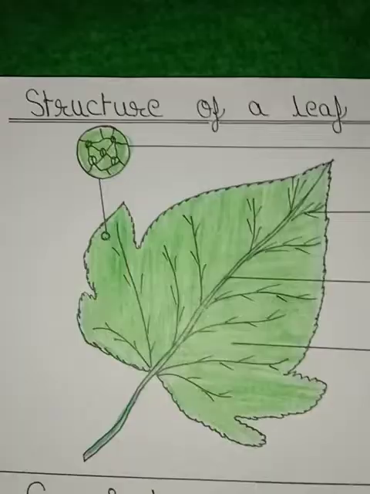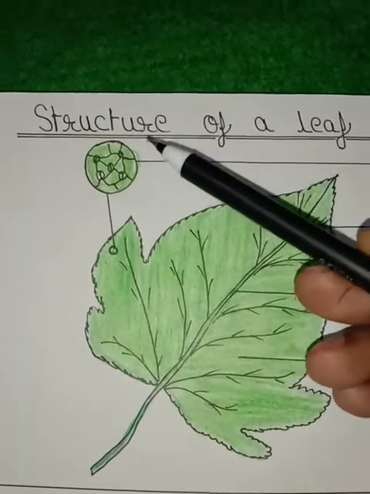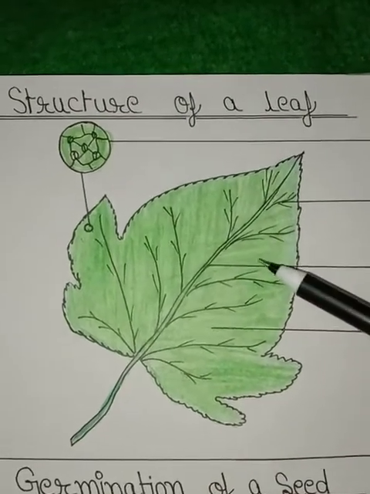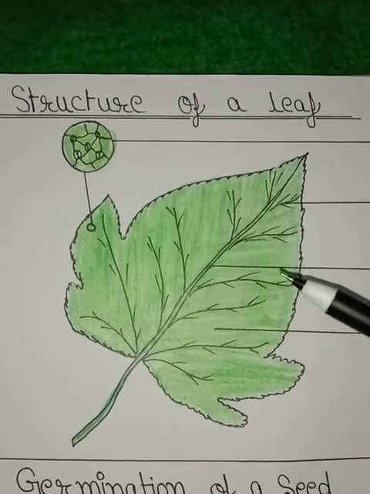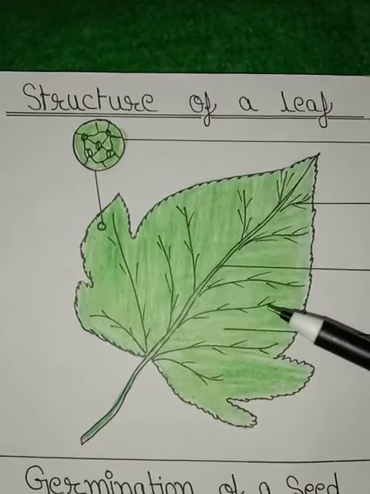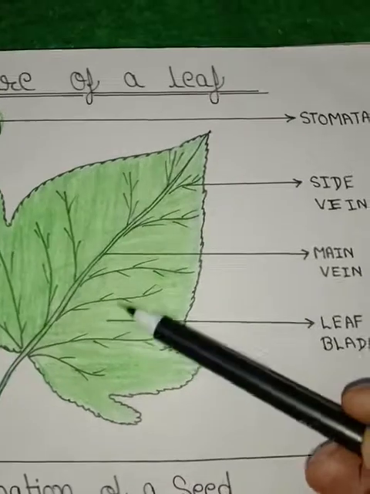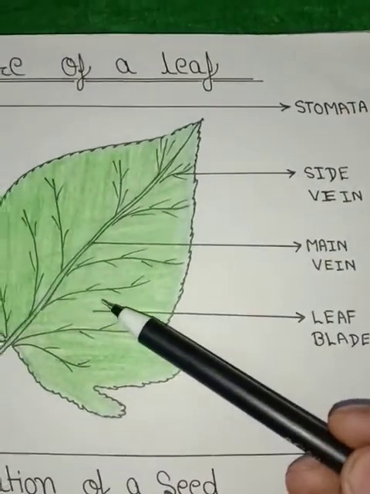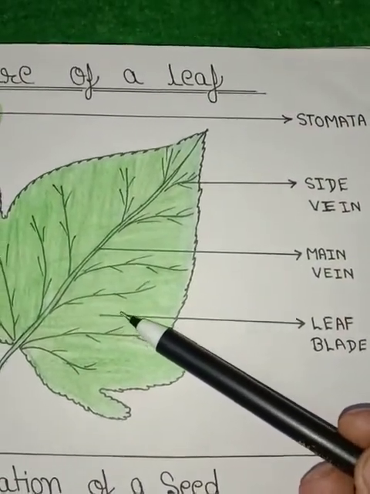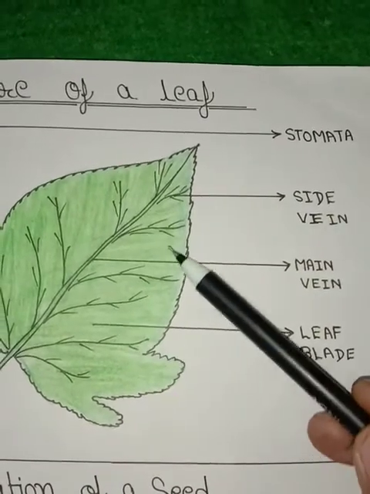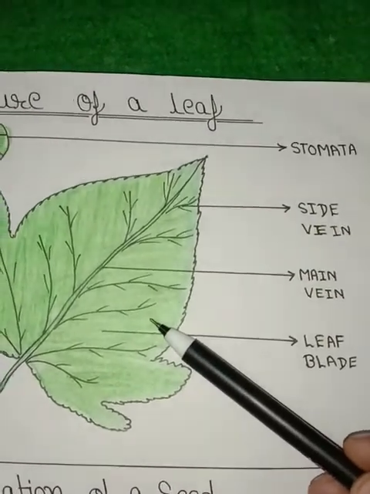Okay. Now student, second is the structure of a leaf. Okay. Now leaf is the most important part of the shoot. It is usually green in color. The flat part of a leaf is called leaf blade. Okay. Now flat part. Okay.